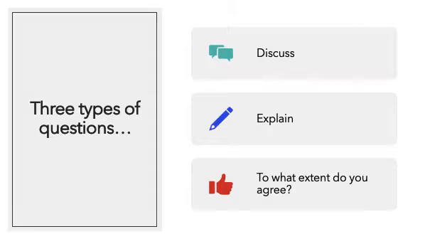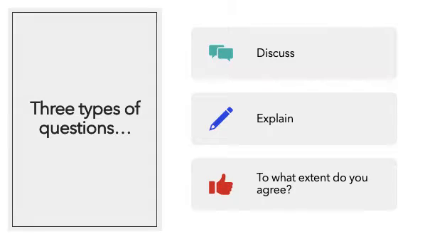Now, the first question you will come across is a discuss. The second one is an explain question, and the third is to what extent do you agree? Discuss and explain questions can be anywhere between 3 and 6 marks. You do not always have to do a mark per question, but a point per mark. As long as these points are well developed, you could get up to 4 marks on 1 point.